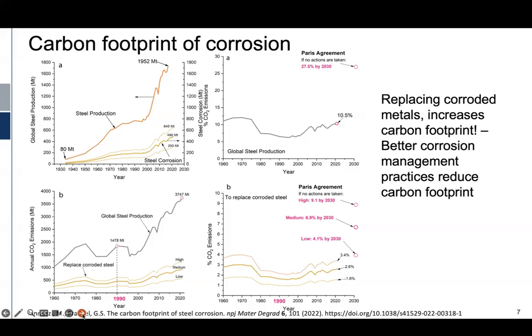So replacing corroded metals increases the carbon footprint. We need better corrosion management practices to reduce the carbon footprint of corrosion. If you're interested to read about how this carbon footprint works, there is a link to the paper that was published in 2022 that you can read.